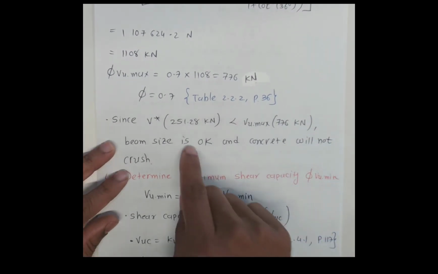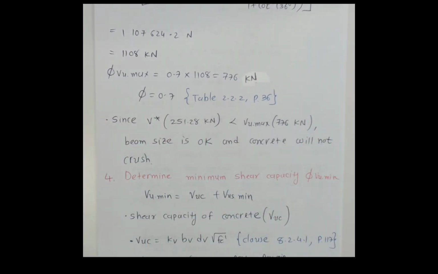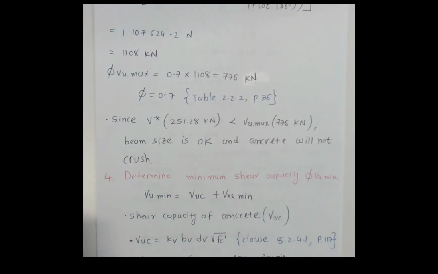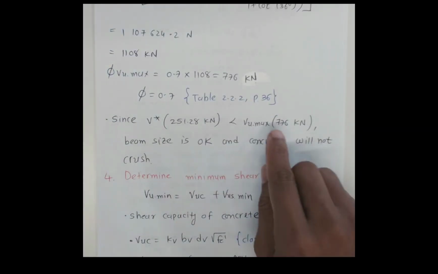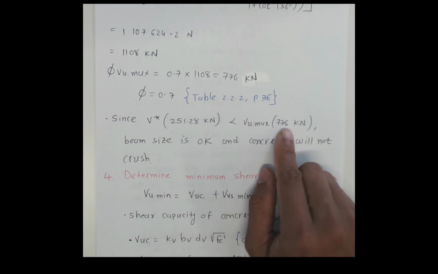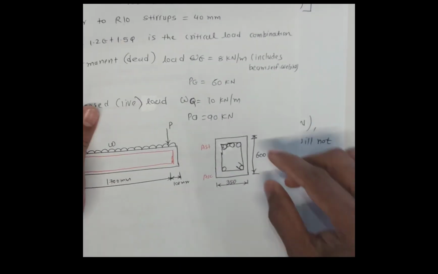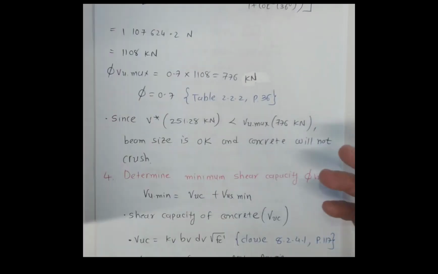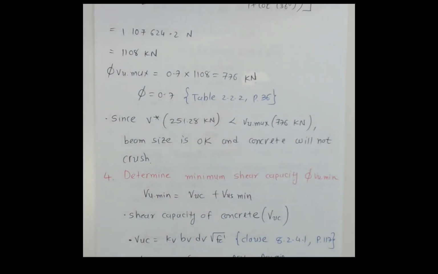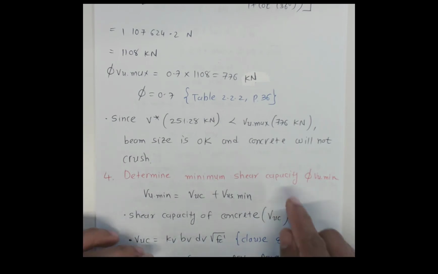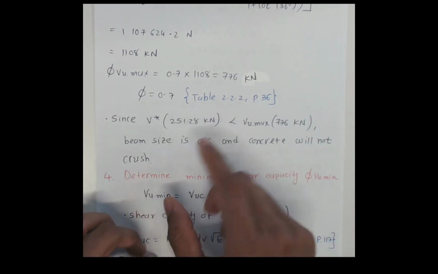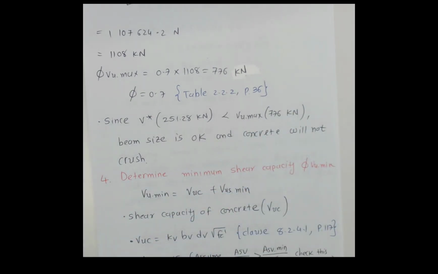Now we are checking 251.28, that is coming from the shear force diagram. The maximum shear force 251.28 is less than the maximum shear capacity calculated, 766. So the beam size is okay, meaning that 600 by 350 millimeters is okay. If it is not okay, if it is greater, then we need to increase the beam size or the cross section, or increase the capacity of the concrete, like the FC dash value. It also checks that the shear capacity is not governed by concrete crushing.